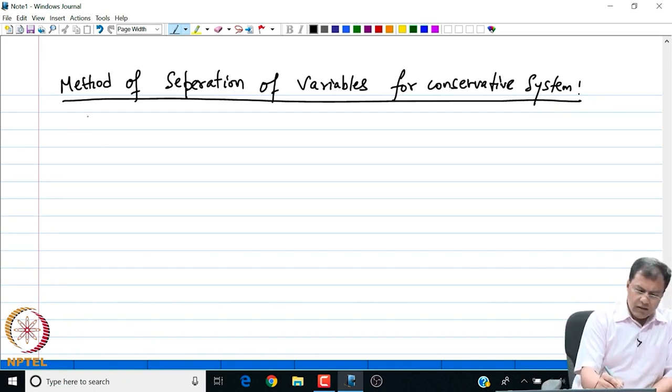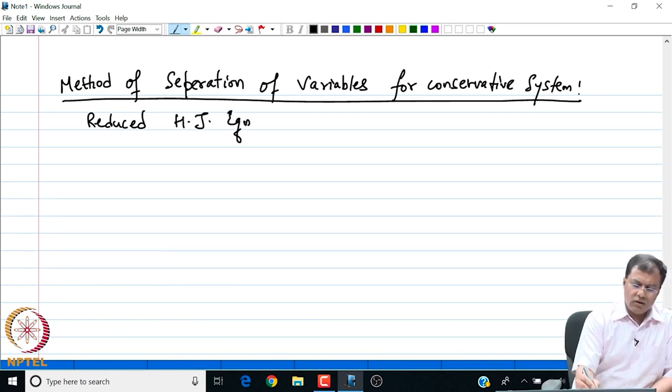Okay. So, let us look at this method in the most general form. So, consider the reduced Hamilton-Jacobi equation for the conservative class. Okay. So, consider the reduced equation.